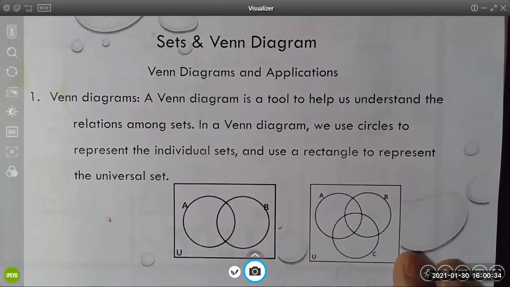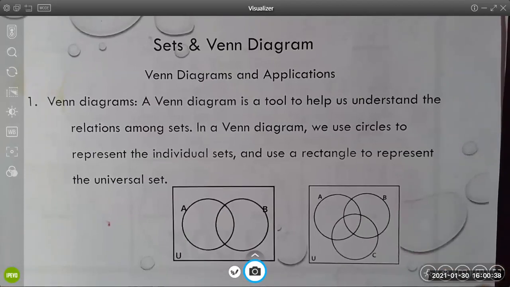Hi everyone, this is the second part of sets and Venn diagrams. In this part, we're going to look at how to use a Venn diagram to solve some application problems.